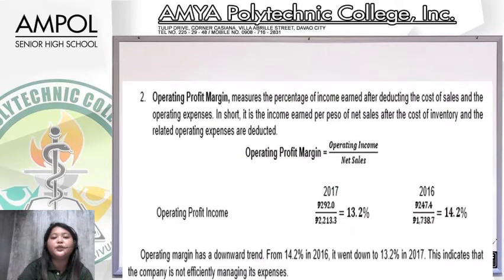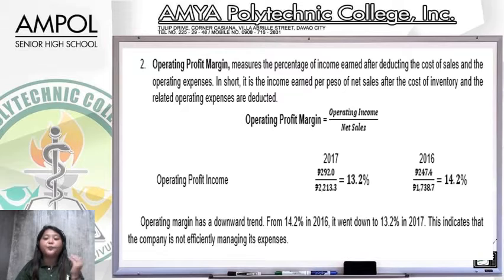The second is the operating profit ratio. This measures the percentage of income earned after deducting the cost of sales and the operating expenses. In short, it is the income earned per peso of net sales after the cost of inventory and the related operating expenses are deducted. The formula for operating profit margin is operating income divided by the net sales.